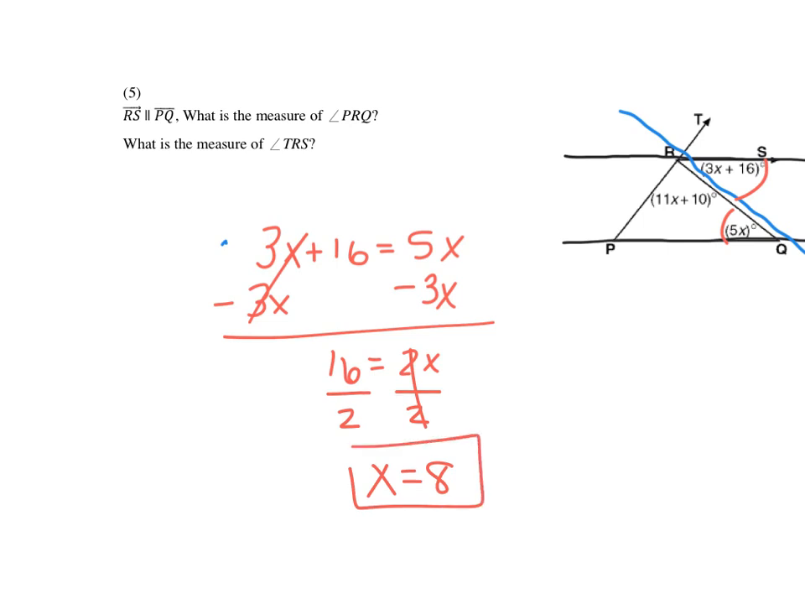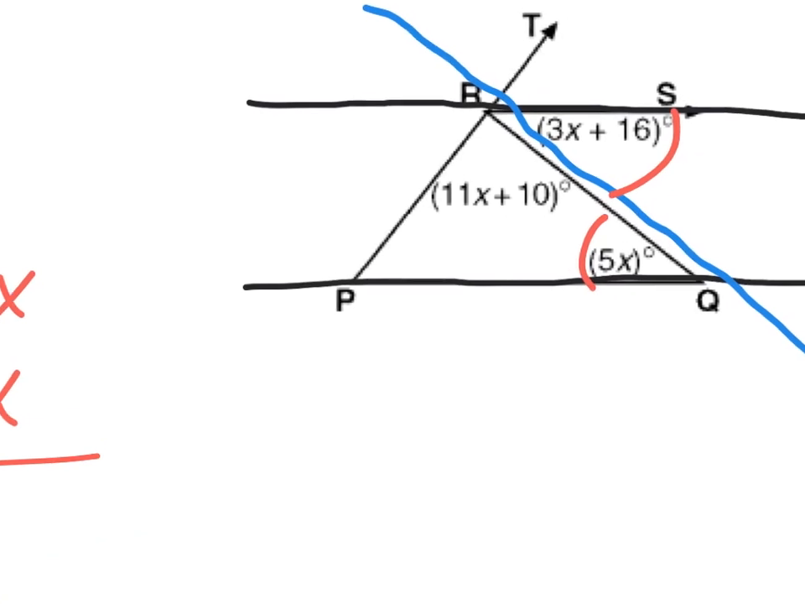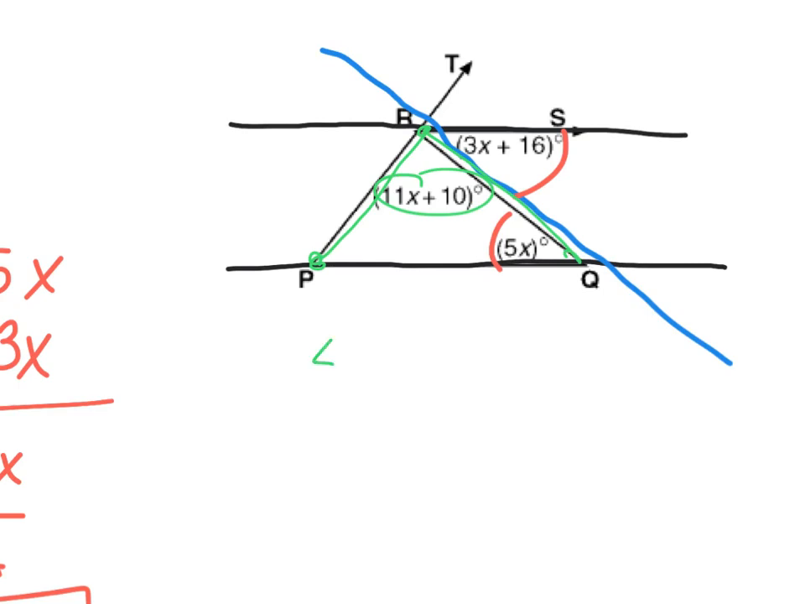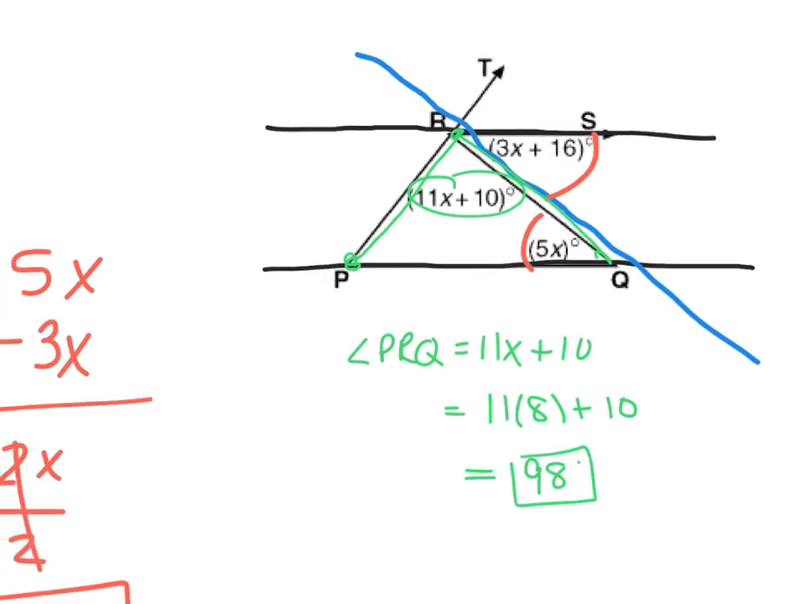What I want to do is find the value of angle TRS and the value of angle PRQ. So the first thing I'm going to do is find the value of PRQ, because that's what it asked me to find first. If I look at my visual, angle PRQ is, you start at P, go to R, end at Q. So it's my 11x plus 10. So I know angle PRQ equals 11x plus 10. We just said x was 8, so I'm going to substitute in an 8. And I get 11 times 8, which is 88 plus 10, so 98 degrees. That's the value of angle PRQ.